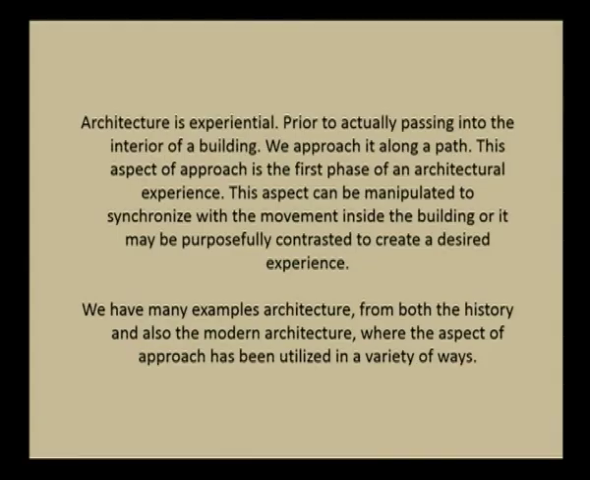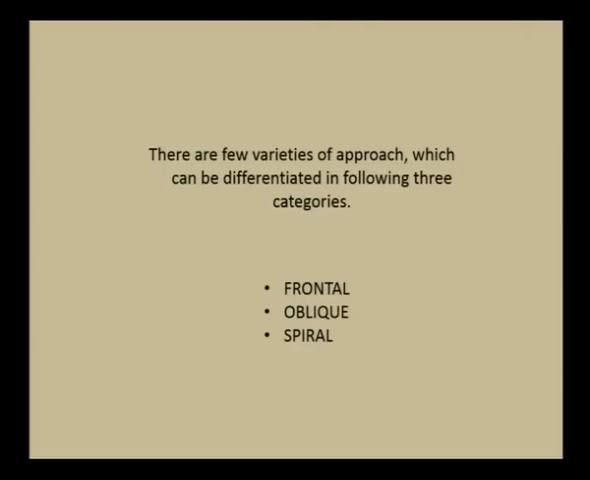Architecture is experiential. Prior to the actual passing into the interior of a building, we approach it along a path. This aspect of approach is the first phase of the architectural experience. This aspect can be manipulated to synchronize with the movement inside the building, or it may be purposefully contrasted to create a desired experience. We have many architecture examples from both history and modern architecture where the aspect of approach has been utilized in a variety of ways. There are certain categories of the approach in a building: the frontal approach, oblique approach and the spiral approach.